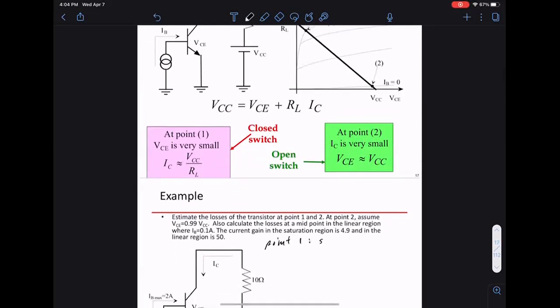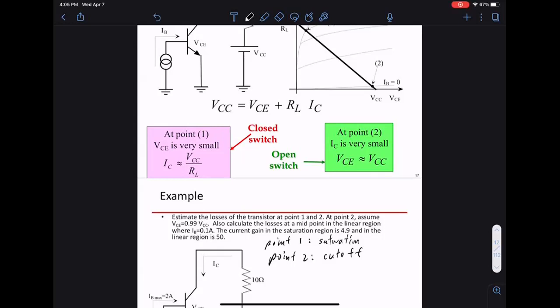0.1, this is saturation. 0.2, this is cutoff. So we want to compute, if you are pushing current through the resistor, there will be some losses. Let's compute what the losses are when it acts like an open switch and when it acts like a closed switch. And also we want to look at what the loss is if you operate in the linear region, right? So what if you operate in between this?